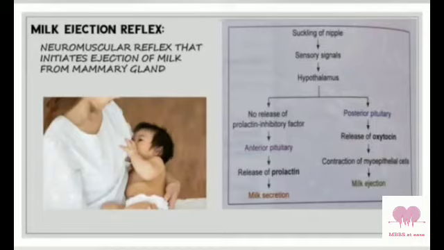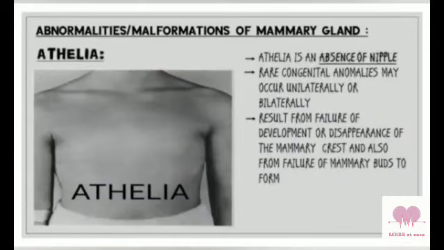Sucking of the nipple sends impulses to the hypothalamus to release oxytocin via the posterior pituitary and stops the release of prolactin inhibitory factor. As a result, oxytocin and prolactin are released. Prolactin induces milk secretion by alveolar cells and oxytocin causes contraction of myoepithelial cells and induces milk ejection from the gland. Abnormalities are the malformations of mammary gland.